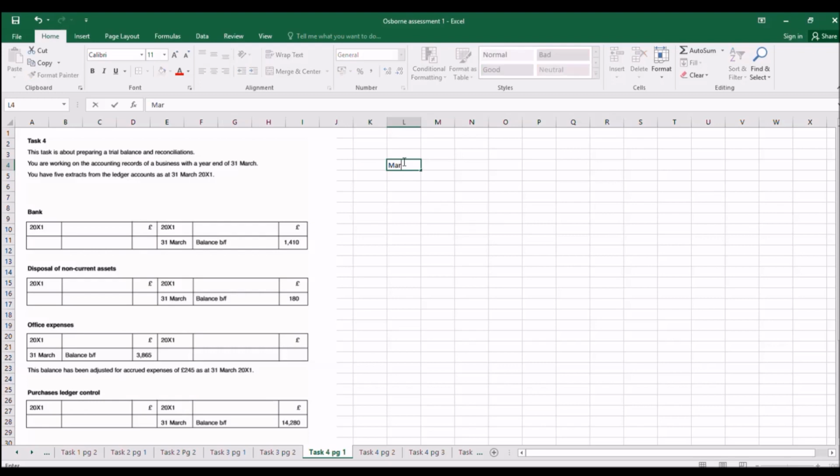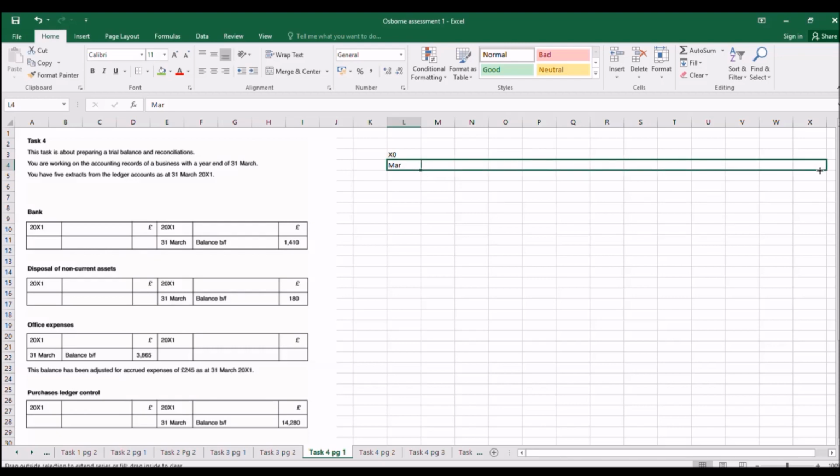Let's put our timeline in. March, it will be 30x1, so we're crossing years. Oh, so it'll be x0. Nice. And let's drive through to, sorry, it won't be March, it'll be April. All the way through to March there.